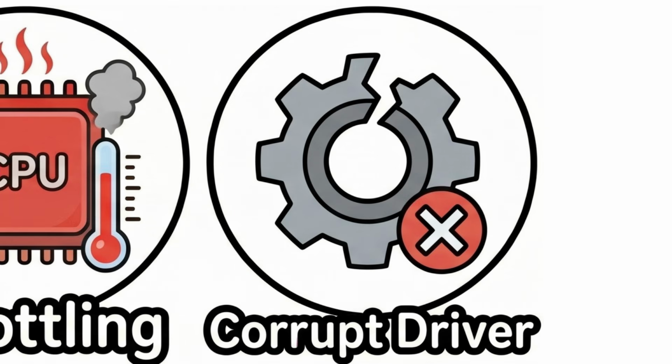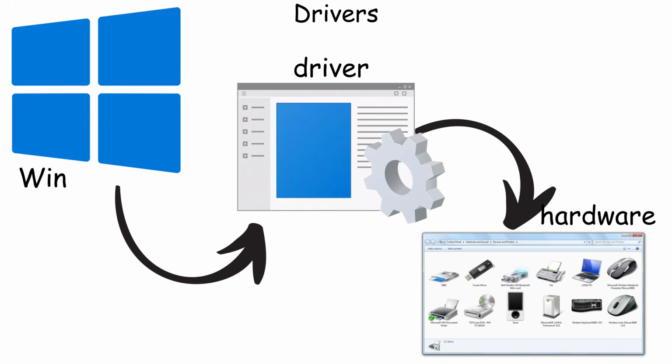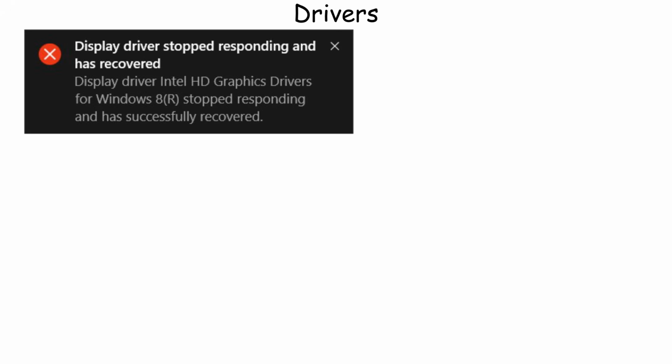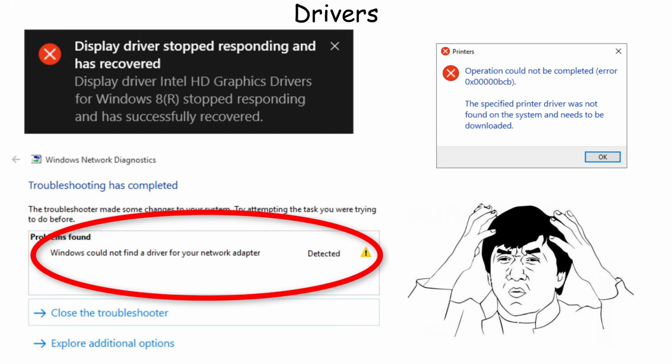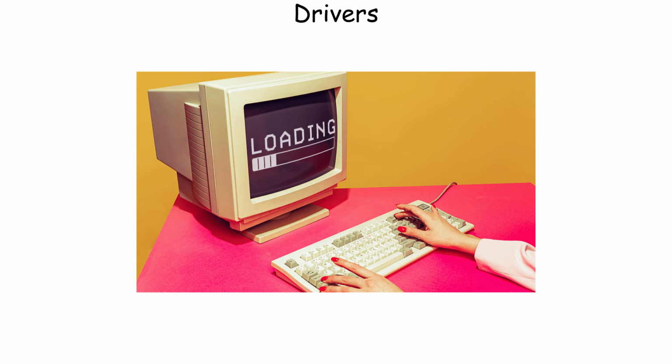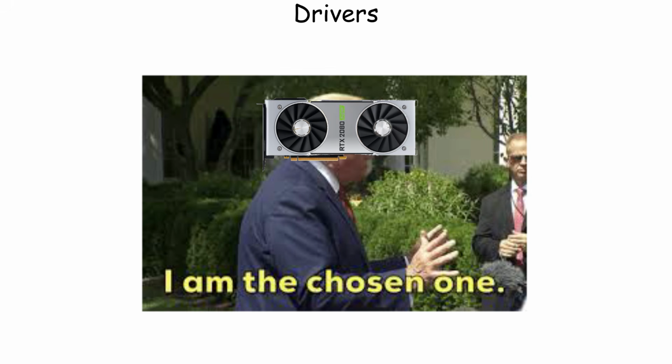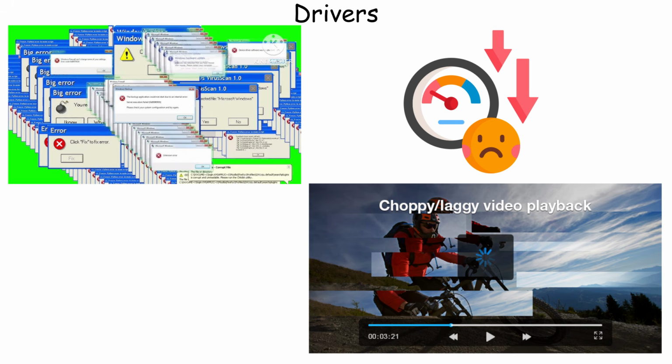Corrupt drivers. Drivers are the software that lets Windows communicate with your hardware. When they're outdated or corrupted, things go wrong in ways that are really hard to diagnose because there's no obvious error message. Your PC just feels slower, glitchier, and unstable. GPU drivers are a big one. An outdated graphics driver can cause stuttering, slow video playback, and degraded performance even outside of games.